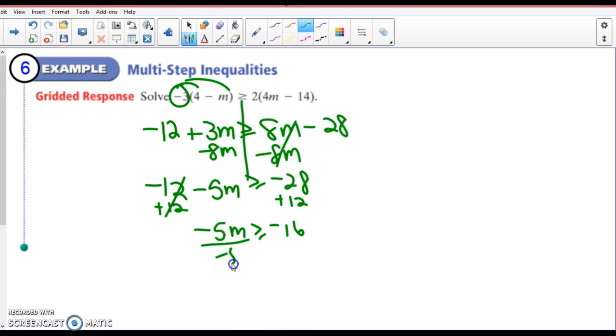Now, divide both sides by negative 5. m, switch your inequality, is less than or equal to, what is that? 3 1/5? And it's going to be positive.